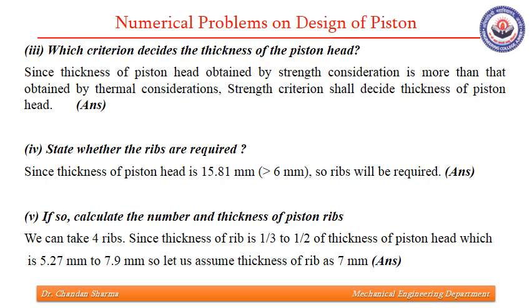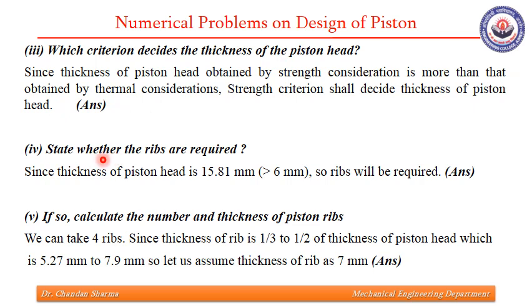Now the third question is, which criteria decides the thickness of the piston head? We know that we need to find the thickness using both the considerations, that is strength and thermal considerations, and the approach that gives us the higher value of thickness of piston head will be considered as the criteria. So in our question, we have concluded that the thickness of piston head obtained by strength consideration is more than that obtained by thermal considerations.